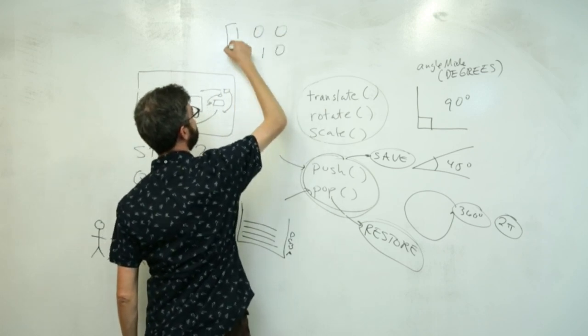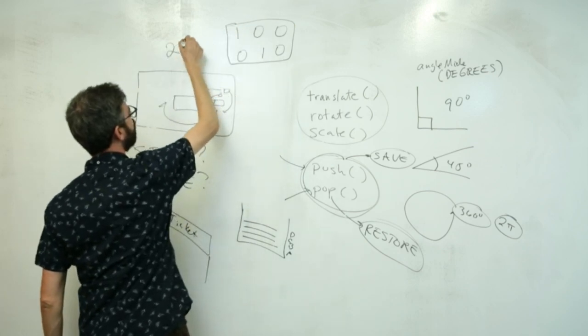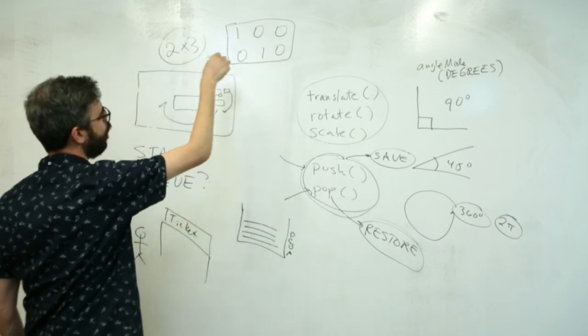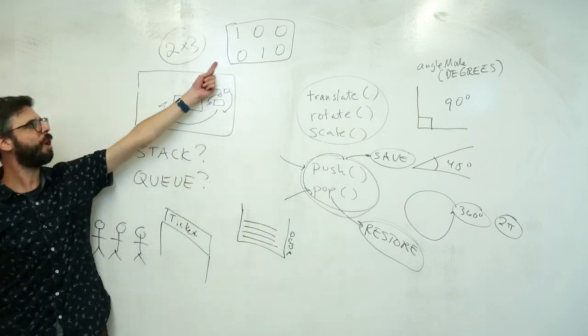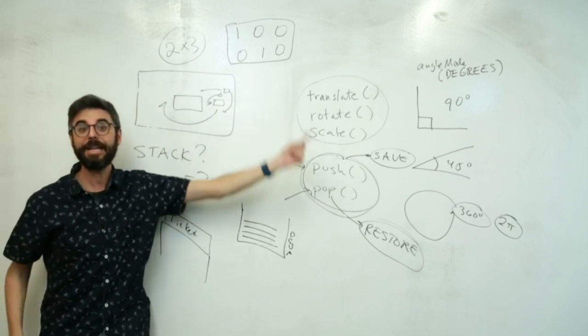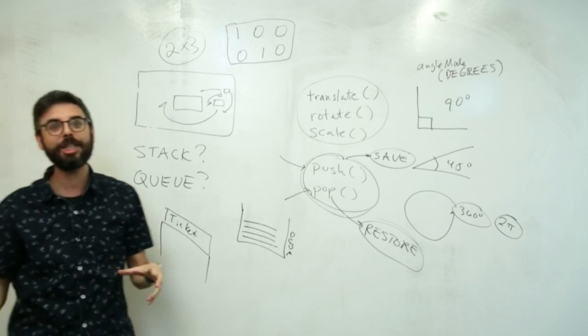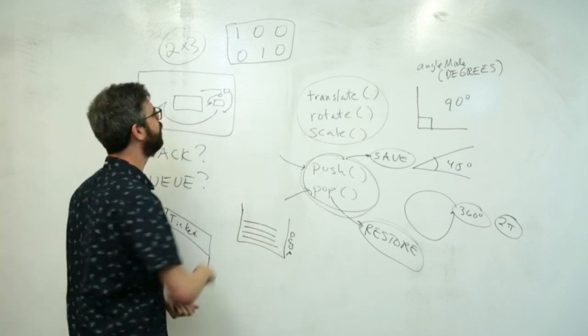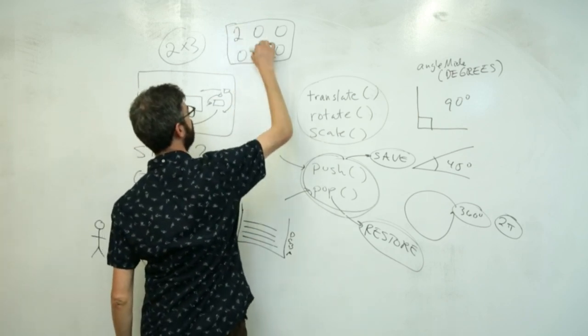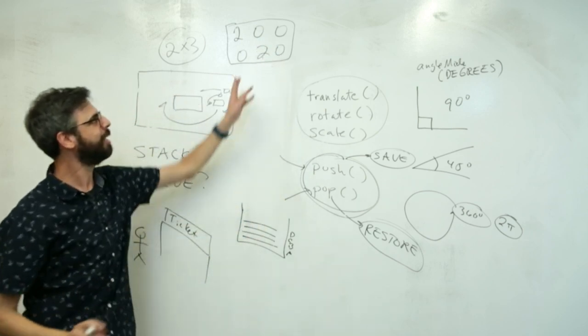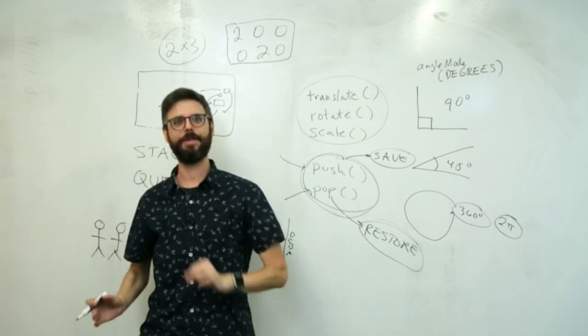1, 0, 0, 0, 1, 0. So this is a 2x3 matrix: 2 rows, 3 columns. And this is describing the default matrix with no rotation, no translation, no scaling. You can imagine if I scale by 2, this matrix might turn into 2, 0, 0, 0, 2, 0. If I translate, some of these numbers might change. If I rotate, some of these numbers might change.